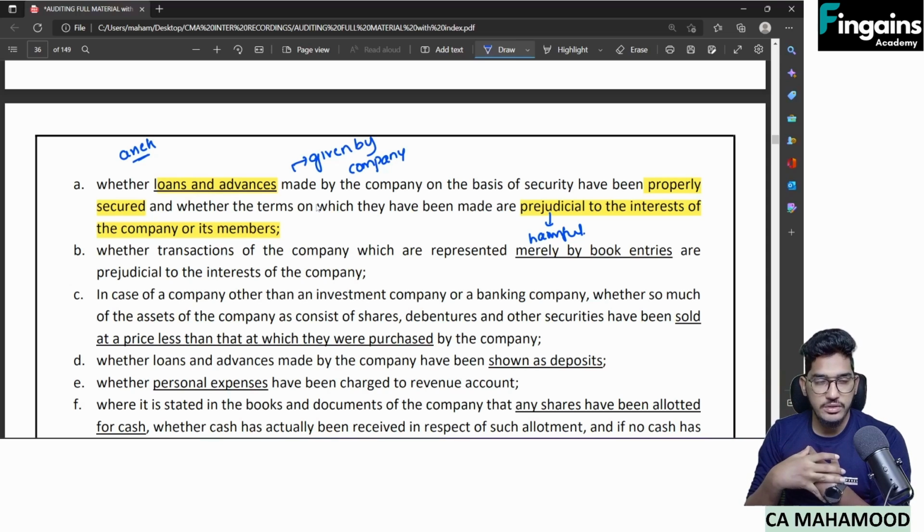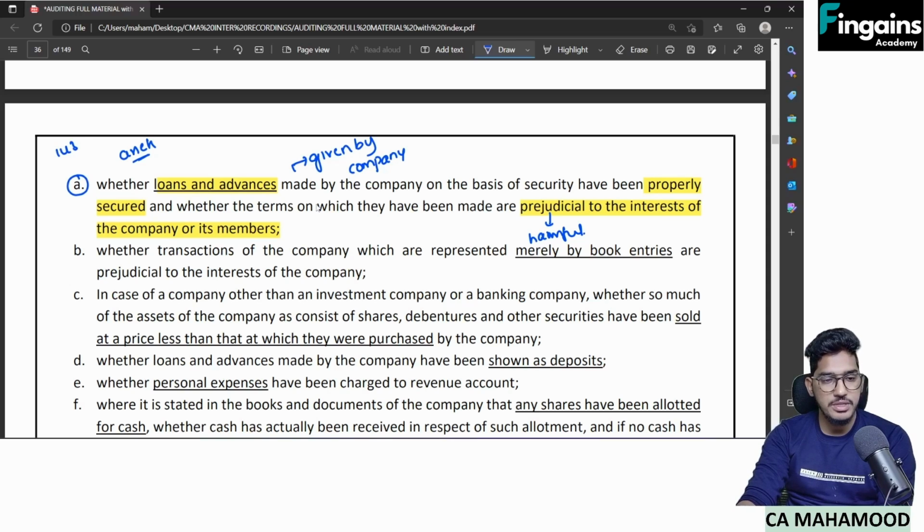So as an auditor, I need to verify the loans and advances which are given by the company, if they are properly secured or not. And also on whatever terms and conditions these loans are given, are they prejudicial to the interest of the company? Are they badly affecting the interest of the company or members? Examples of terms which are prejudicial are giving the loans without accepting security, giving the loans without mentioning any repayment period, without any interest rate, or with an interest rate far lower than the market interest rate. So all these are examples. So this is the first point which an auditor needs to verify and comment on under 143 subsection 1 regarding loans and advances.